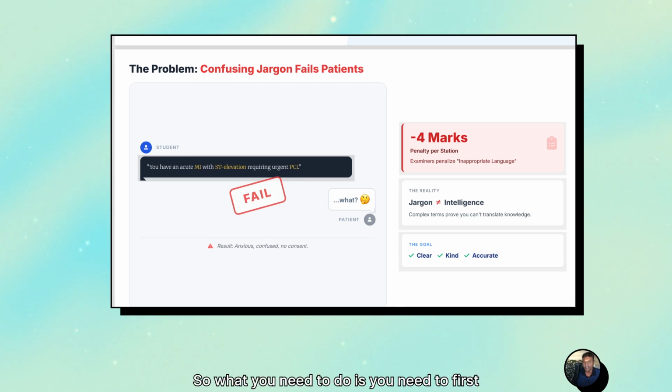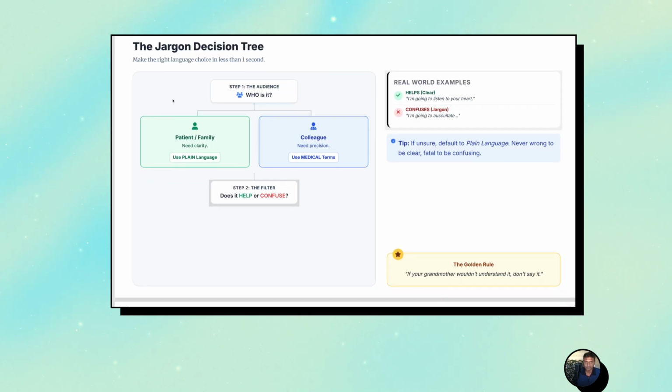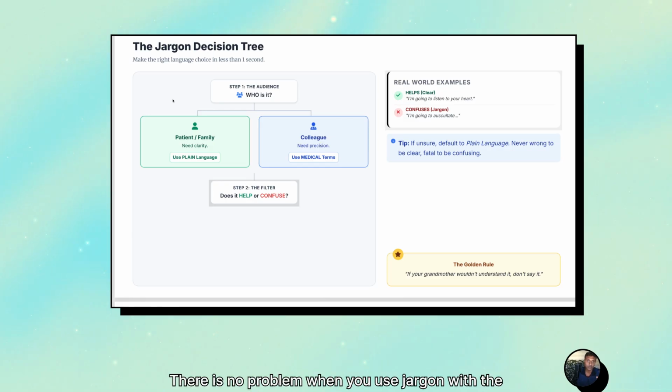So what you need to do is first plan. When you are using medical terminology, you need to ask yourself, am I talking to a patient who is a layman, or a medical professional, or the examiner? In the exam, there is an examiner in some or most of the stations. When you talk to the examiner, you can use jargon. There is no problem when you use jargon with the examiner, but with the patient, we can't use jargon. So the first and most important thing we need to know is who is the audience.